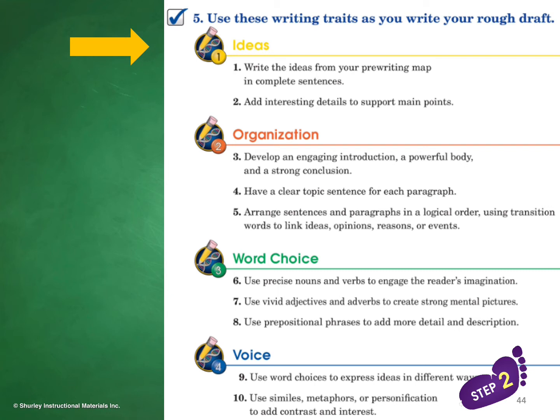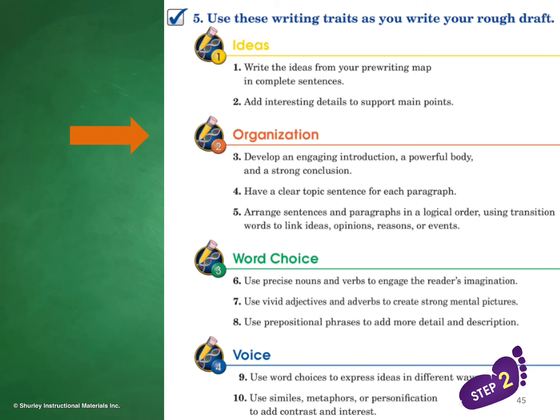The first trait is ideas. Students will transfer the ideas from their pre-writing map into complete sentences, which will include the details that support their main points. The second trait is organization. Students are taught to develop an engaging introduction, a powerful body, and a strong conclusion. Each paragraph they write should have a clear topic sentence, with their sentences and paragraphs unfolding in a logical order.